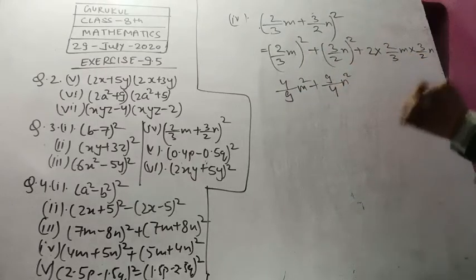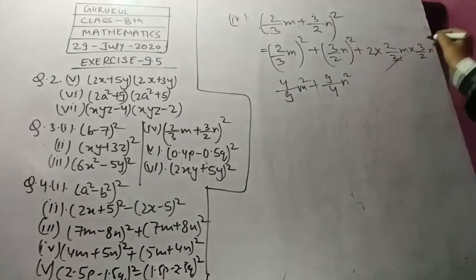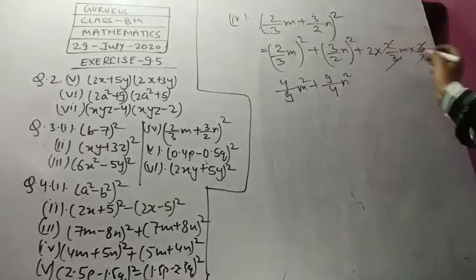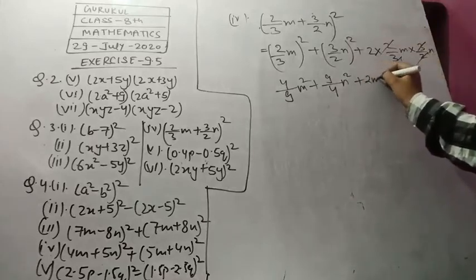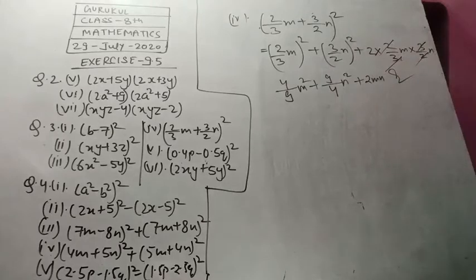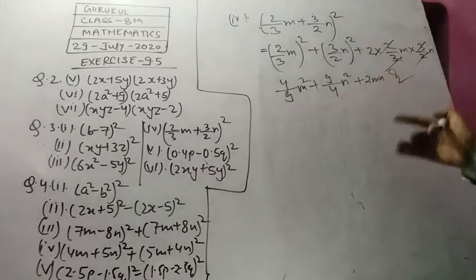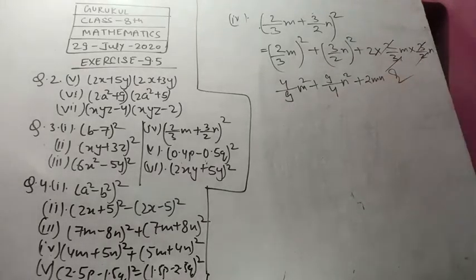Now let us see how many terms are getting cancelled out. 3 and 3 cancel out, 2 and 2 cancel out. So plus 2mn, this is remaining. So this is going to be the answer, as all terms are unlike, so we cannot solve it further.